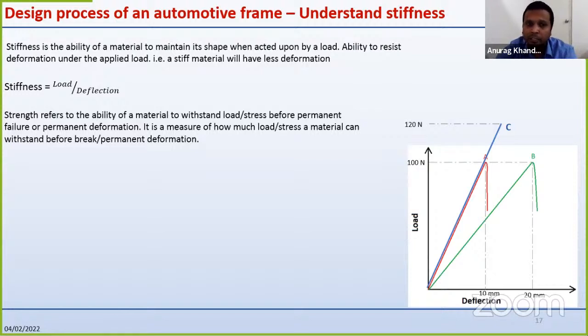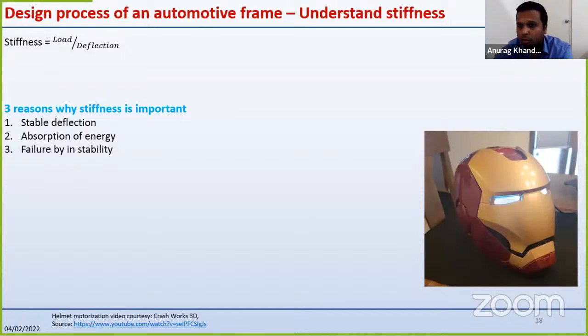Why is stiffness important, not just for a frame, but for any structure or any component design? There are three main reasons why stiffness is important: stable deflection, absorption of energy, and failure by instability. We will look into all three of them in detail. Before that, I'll try to play this video.